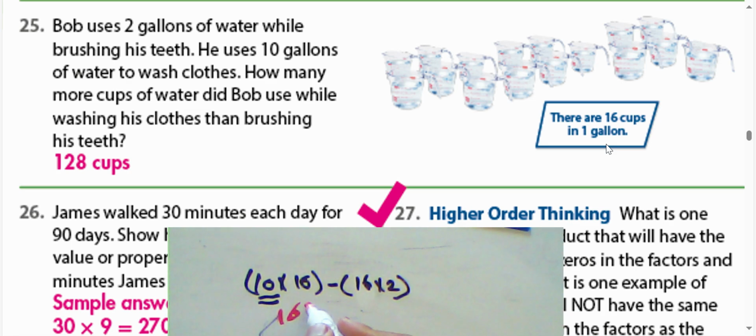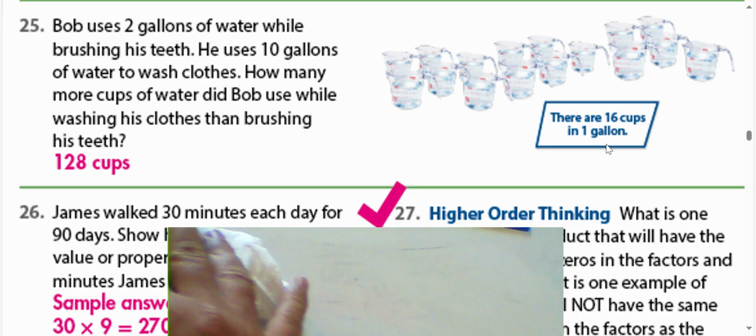10 times 16 is 160, and 16 times 2 equals 32. We can find the difference between them. 6 will be 5, and 0 will be 10. 10 minus 2 equals 8, and 5 minus 3 equals 2, and write 1. And the answer here will be 128 cups. Okay, you must know the steps.